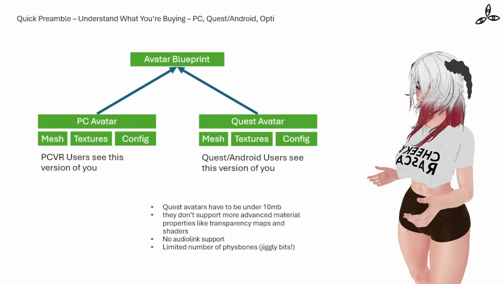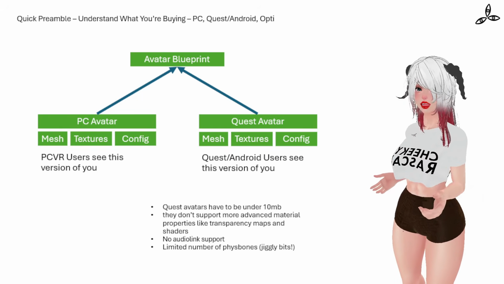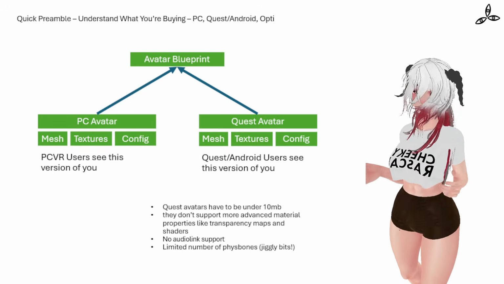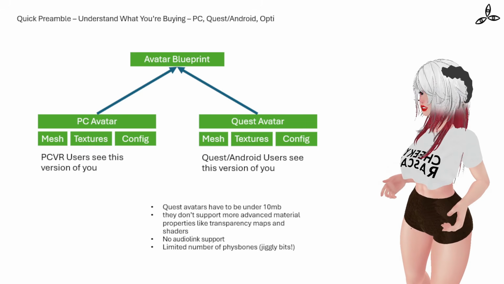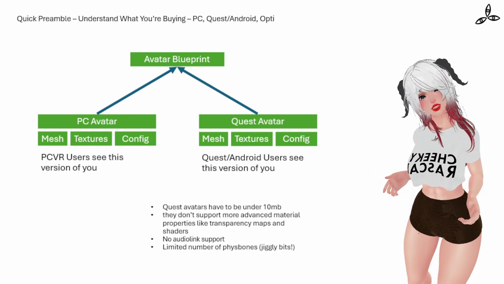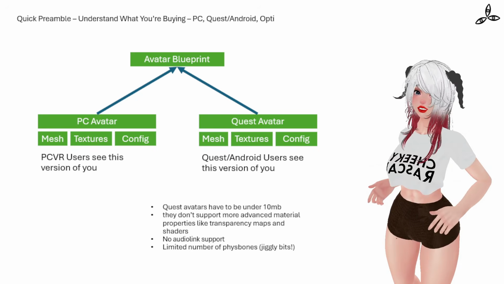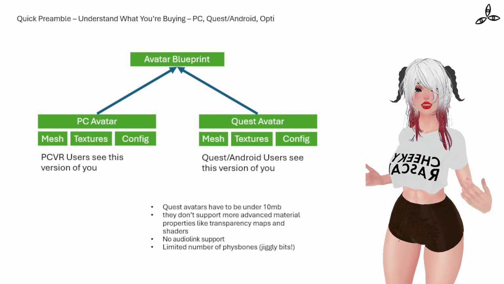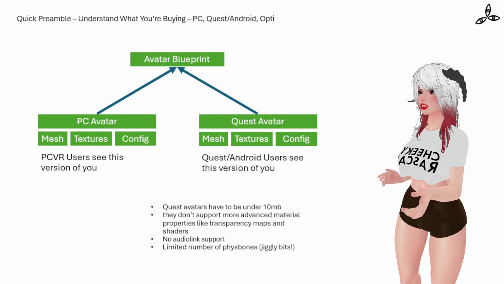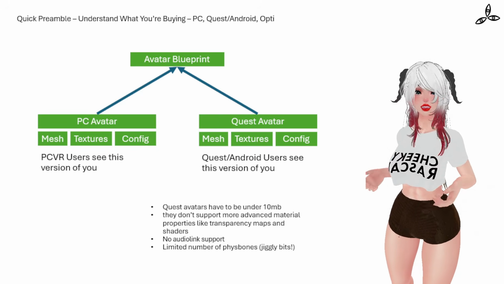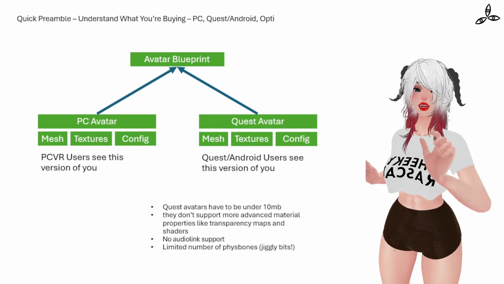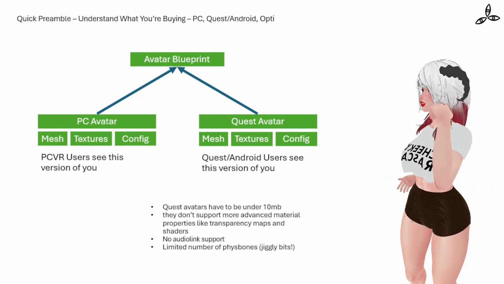So a little bit on that as well. The Quest versions of avatars have to be under 10 megabytes, which is significantly less than the PC ones. They don't support the more advanced material properties like transparency maps and shaders. They also don't have audio link support, which is always a great one in nightclubs. People can have these amazing effects like graphic equalizers that, for example, when they're dancing around in clubs, their boob might light up. You might see little bars on them showing the bass and the treble or whatever, right? So people can have great fun with these things.